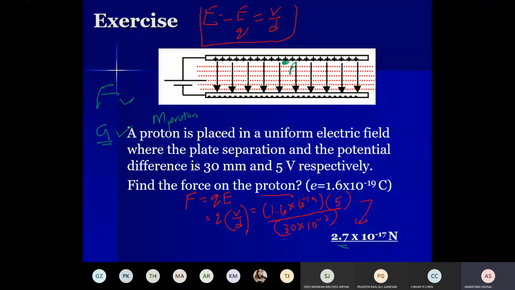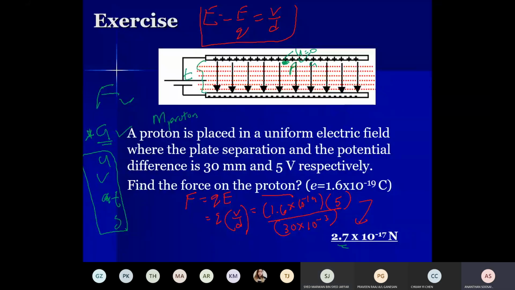Once you know acceleration, it is a member of kinematics. So if acceleration is given, now they're going to ask all the questions about kinematics. What is kinematics? The SUVAT: U, V, A, T, and S. Okay, so now you know the acceleration. Initial velocity, let's say, is 0. They will ask, what is the time taken for this proton to cross the plate?